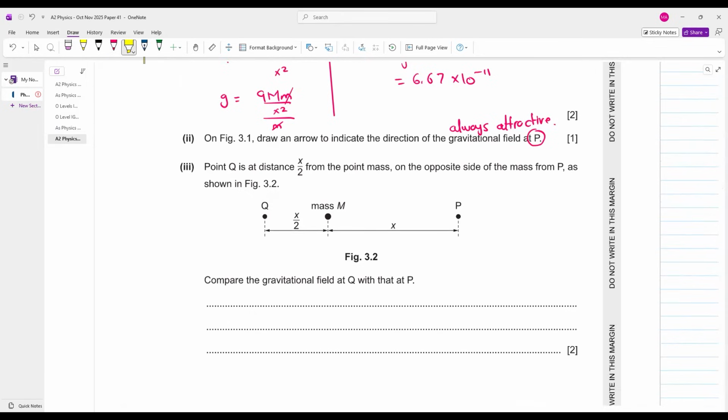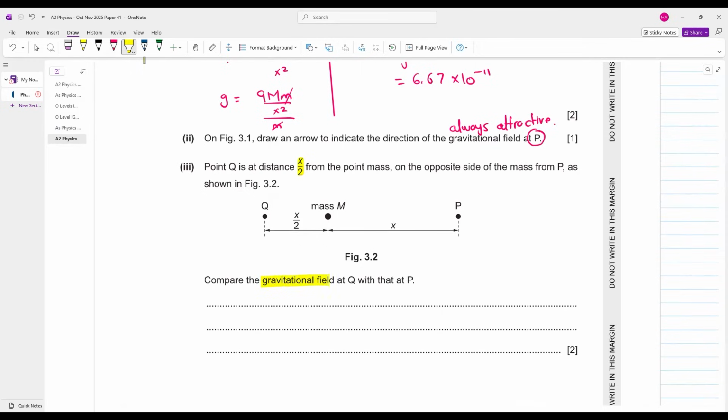Point Q is a distance of x over 2 from the point mass. Point Q is at a distance of x over 2 from this point mass capital M, on the opposite side of mass from P as shown in figure 3.2. Point Q is on the left side, point P on the right side, perfect.